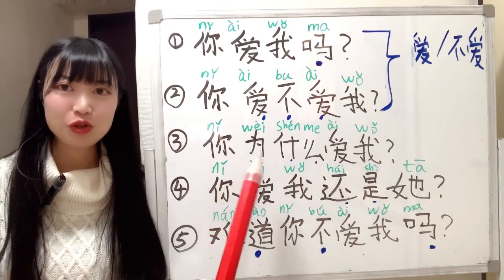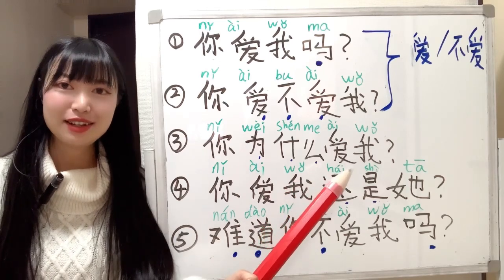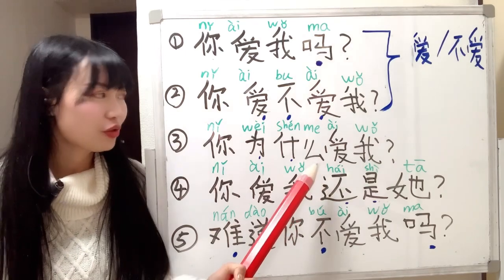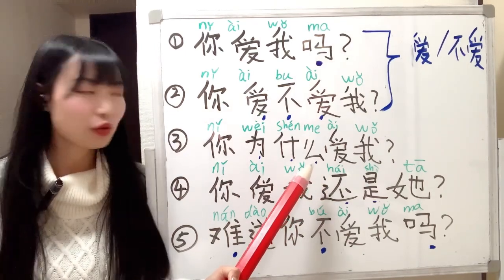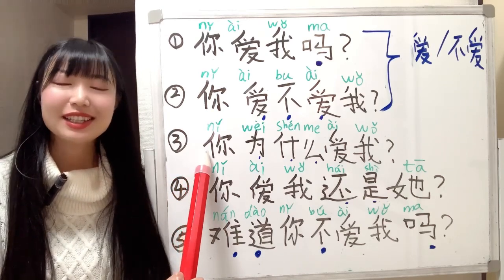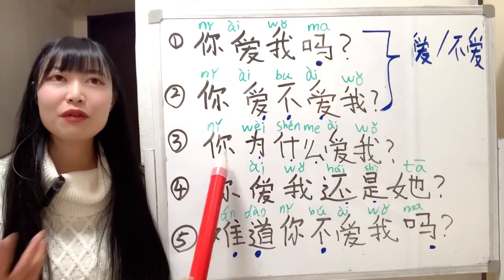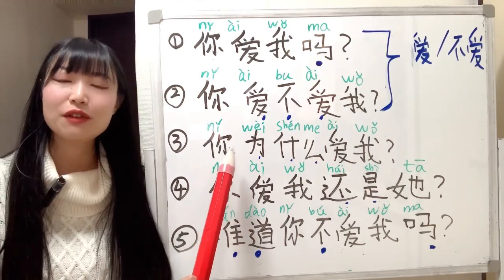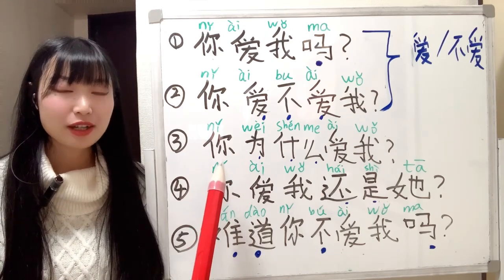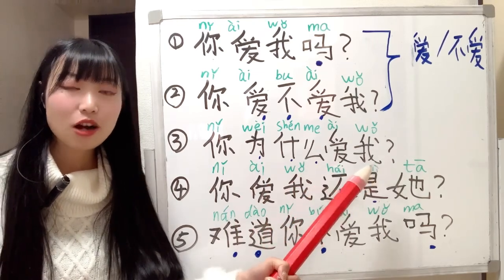你 means you. 为什么 means why. 爱 love 我 me. Why do you love me? In English, you will put the question word in the beginning of the sentence. In Chinese, it depends because in Chinese, we will never change the order. Even if it's a question or if it's an answer, we will keep the order like subject, verb, and object.